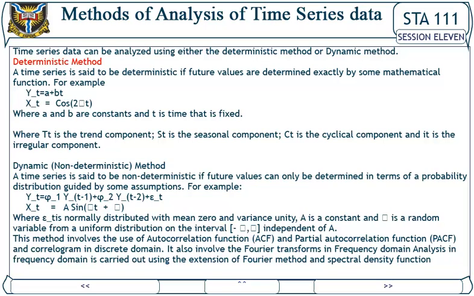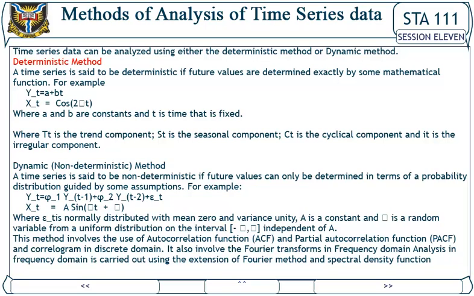3. Xt = Tt × St × Ct × It, where Tt is the trend component, St is the seasonal component, Ct is the cyclical component, and It is the irregular component. Dynamic non-deterministic method. A time series is said to be non-deterministic if future values can only be determined in terms of a probability distribution guided by some assumptions.